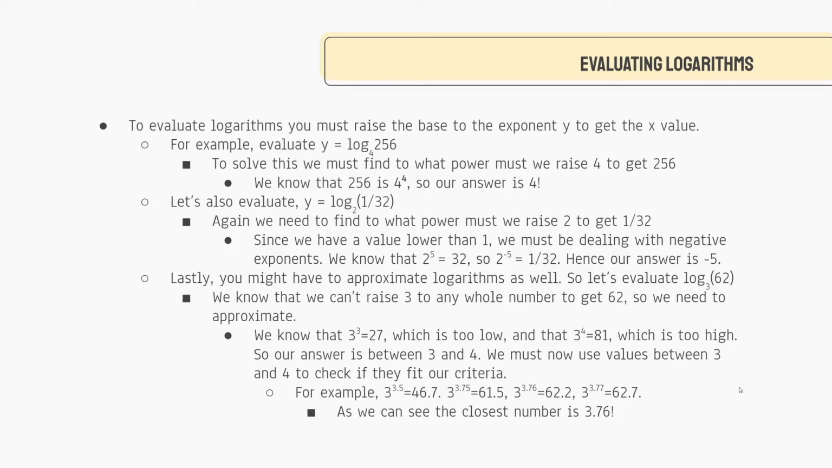Just for a little check, we did 3.77, which is even higher. So our answer would be around 3.76. No one's stopping you from going even further, for example between 3.75 and 3.76, to figure out really, really close approximations. But this is around how much you'll need to know.